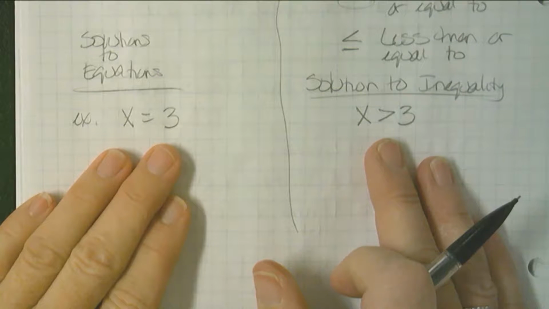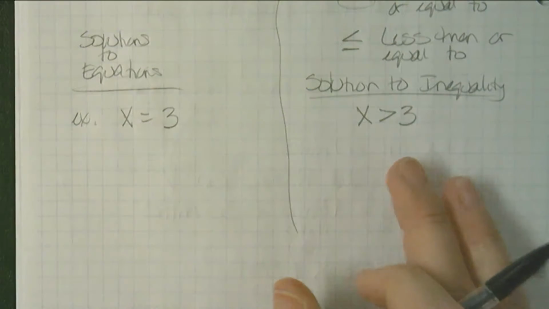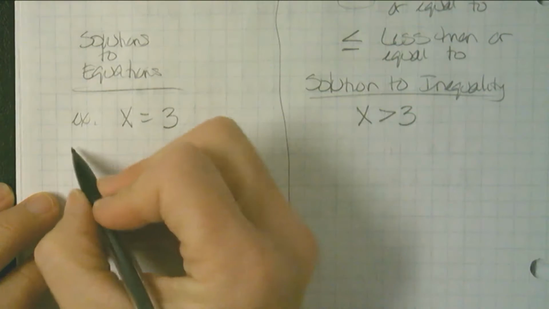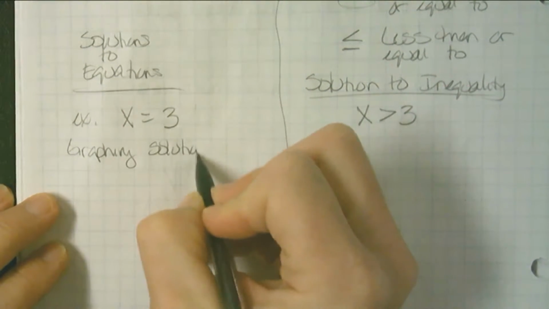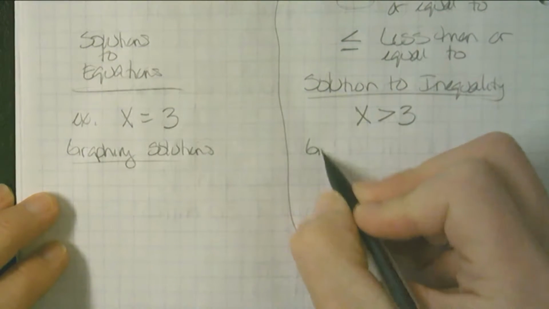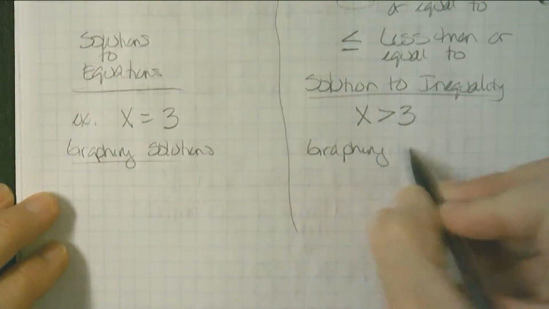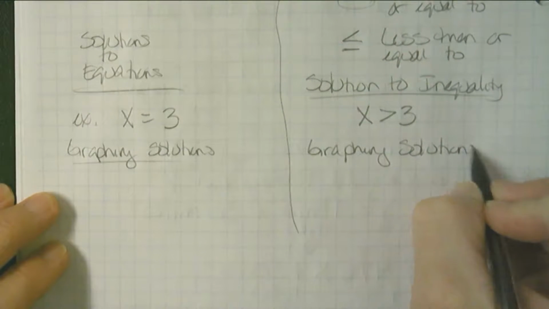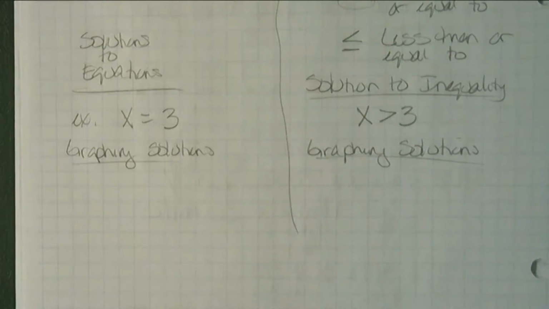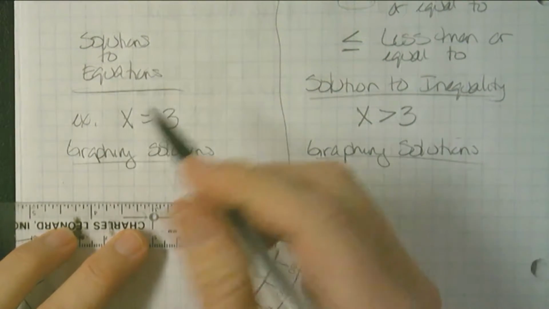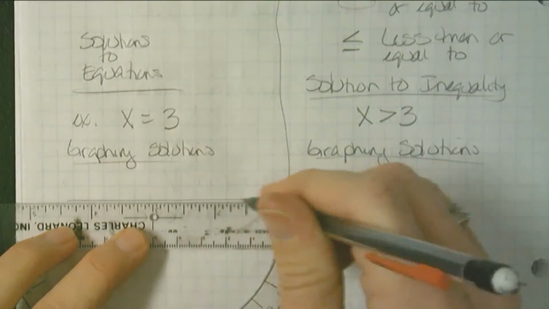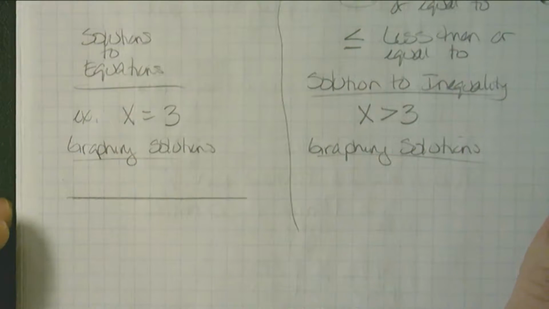All right, when we talk about graphing solutions, we typically don't graph solutions when we have an equation. When we get to linear equations where we have two variables, we will. But here, when we just have one variable, we typically don't graph our solutions, but we could. So what we're going to do is use a number line. You're drawing a number line on one of your grid lines, please. This is why we have graph paper.